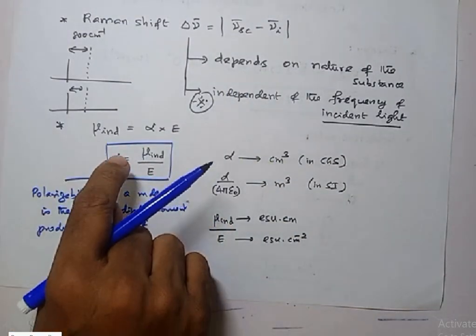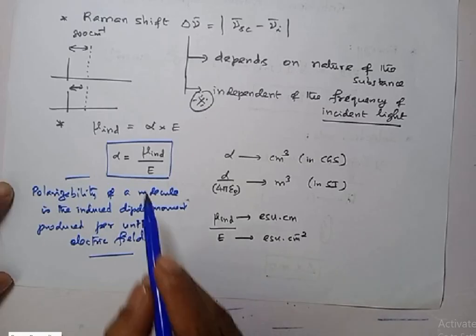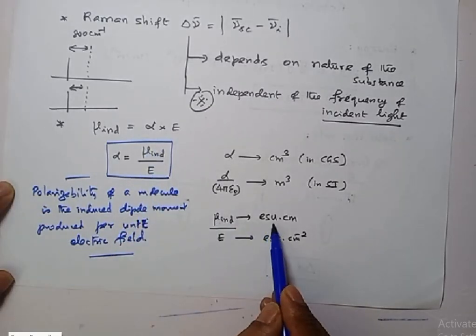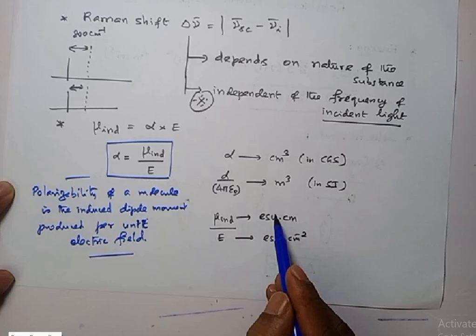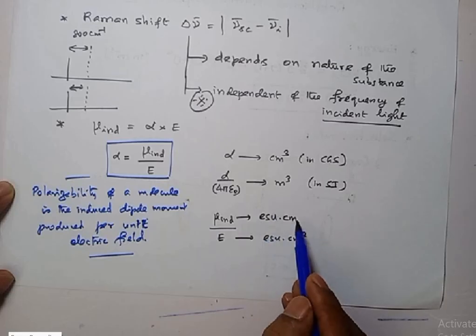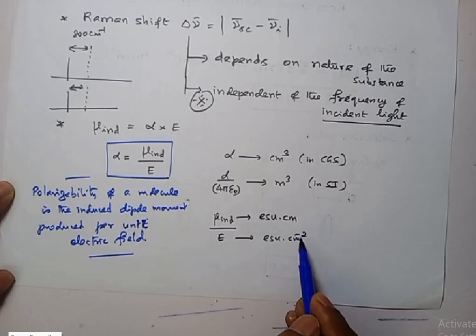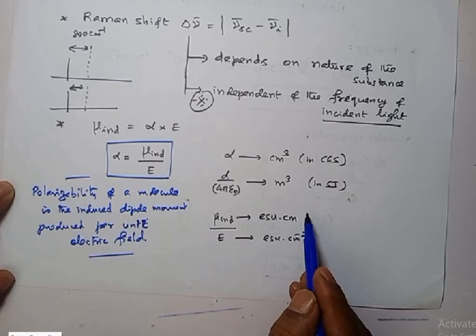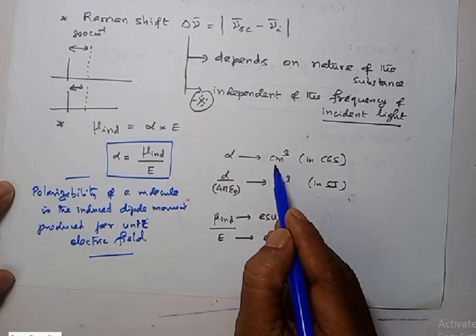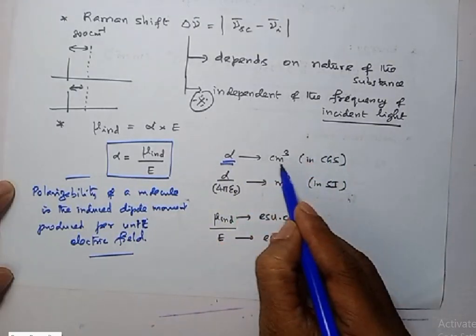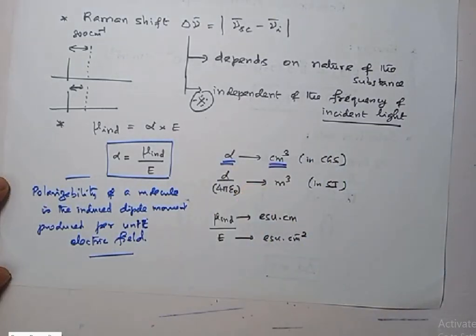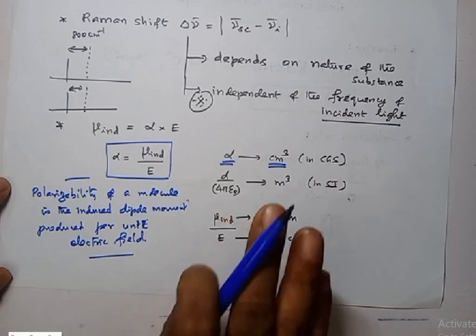Now, what is the unit of alpha? Listen carefully. The dipole moment unit is ESU centimeter. The electric field unit is ESU per centimeter square. ESU cancels. Centimeter square, if you bring it to the numerator, it becomes centimeter square. Centimeter square into centimeter becomes centimeter cube. Remember, polarizability has the unit of volume.